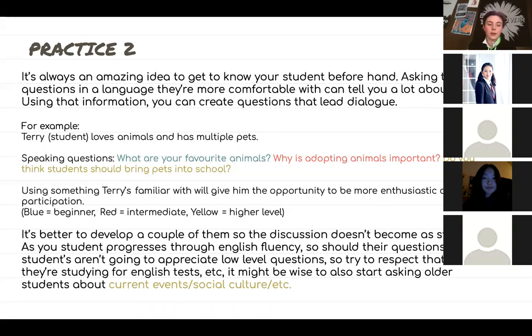And it's better to develop a couple of questions so the discussion doesn't become as stagnant. And it's especially good to ask more deep, open-ended questions instead of just yes or no answers. As your student progresses through English fluency, so should their questions. More advanced students aren't going to appreciate low-level questions, so try and respect that. And if they're studying for English tests or standardized tests, it might be wise to start asking students about current events, social structure, etc.